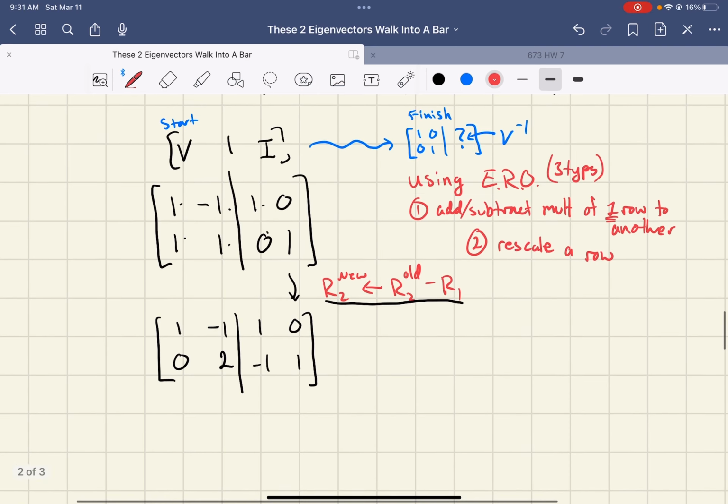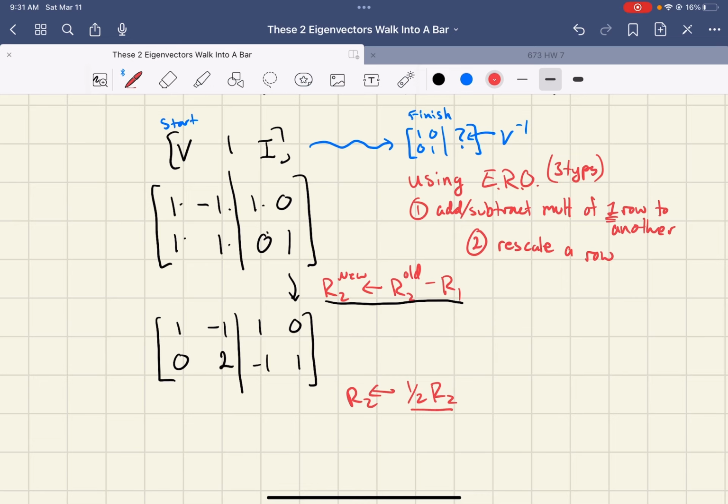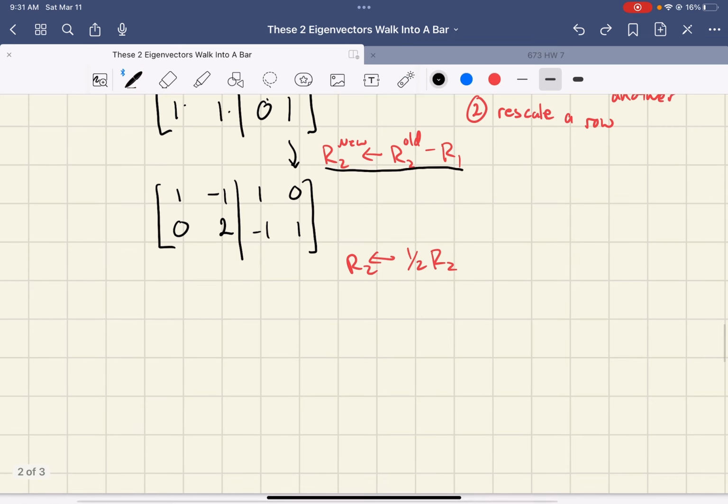I look at where I am, here's where I am, and here's where I want to be. Column 1 looks good, so let's go to column 2, and this 2 is an issue, and I want it to become a 1. So I'm going to say, okay, row 2, and where the arrow points, that's my updated row. So I don't need to write new and old. We know this side is the old side, and this side is the new side. So I want to rescale row 2 by multiplying by a half. Row 1 stays the same. I'm not changing row 1. Row 2, I multiply everything by a half. So 0, 1, minus a half, and a half. Okay, sweet.